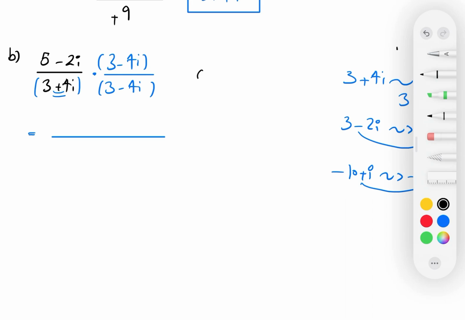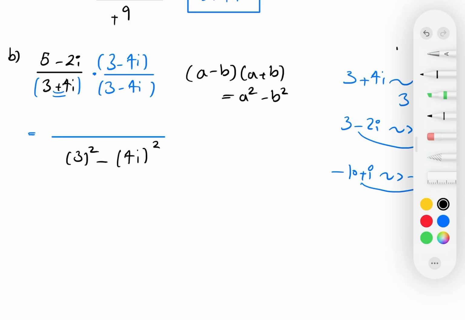If you guys remember, if a minus b is multiplied by a plus b, you can write this down as a squared minus b squared. So here I can write the bottom as 3 to the power 2 minus 4i to the power of 2. All right, so that means that on the top, I just have to expand, but on the bottom, that would be much easier for me. So on the top, I will have 15 minus 20i minus 6i plus 8i squared.